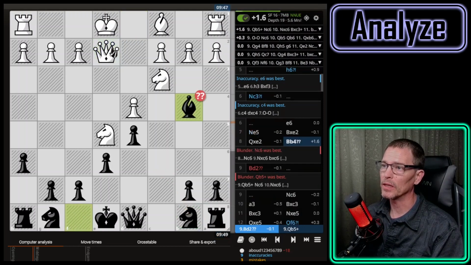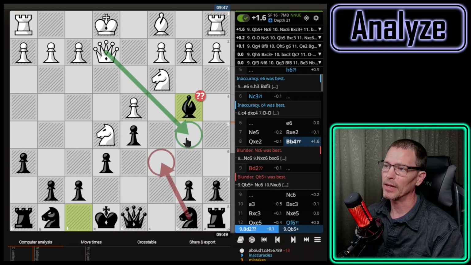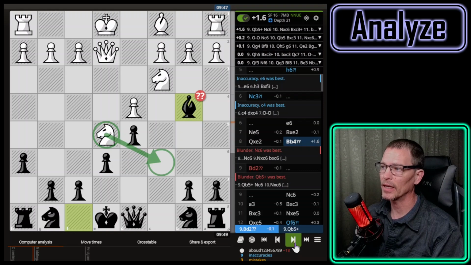Oh, well, the reason is because of checking. Okay, and then when I block with the knight, they can just take my knight, and if I take back, they get my bishop. Okay, that's why, because of where this knight is attacking that square. That makes total sense. I understand that.